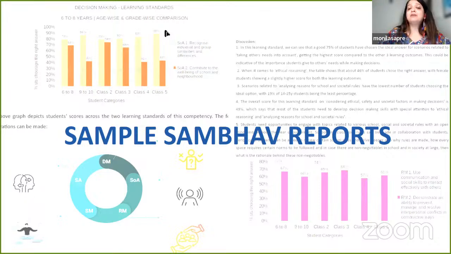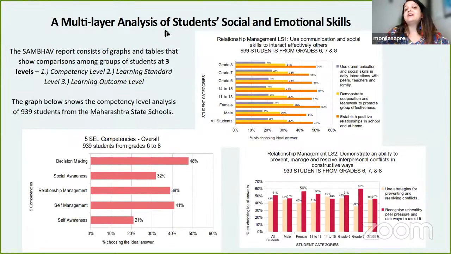Now, what does a sample Sambhav report look like? What would a report on children's social and emotional development really look like? Very interesting. Sambhav does a multi-layer analysis of children's social and emotional skills. When I say multi-layer, there are 3 layers. The first layer is that of the competency. So, children's performance on all the 5 essential SEL competencies is measured and is shown in the form of a graph.